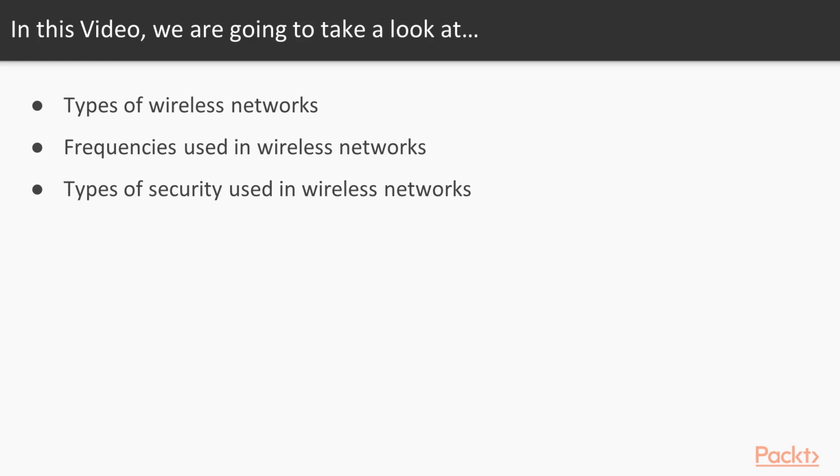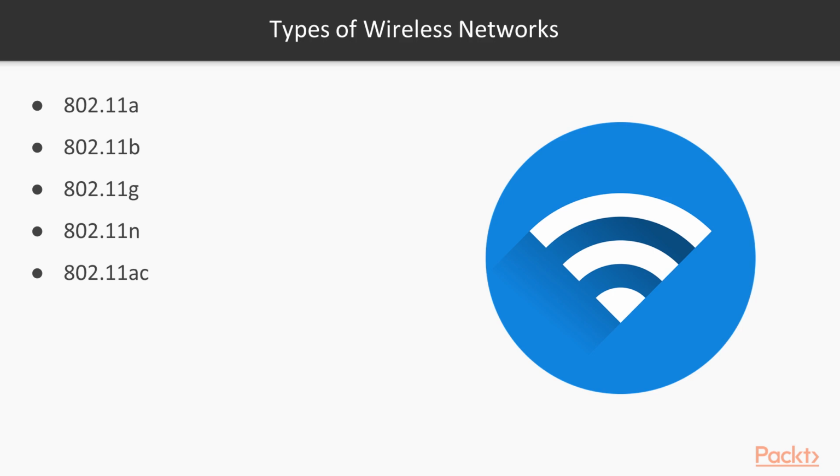In this video, we're going to look at the types of wireless networks. We're going to talk about frequencies that are used in those wireless networks and the types of security used in those wireless networks. When it comes to wireless networks, there are multiple types out there, and you have to know what type you're looking at before you can attack it and penetrate it. There are 5 main types of networks you may come across in the field: 802.11a, 802.11b, 802.11g, 802.11n, and 802.11ac.